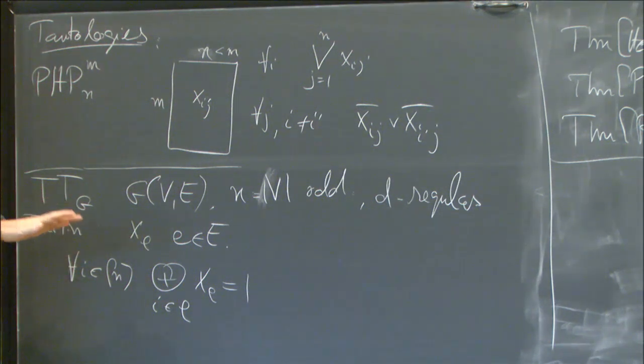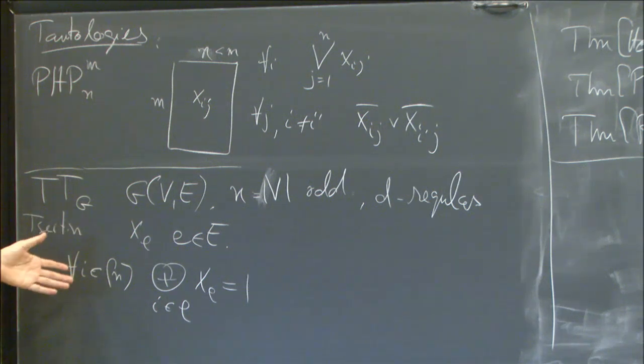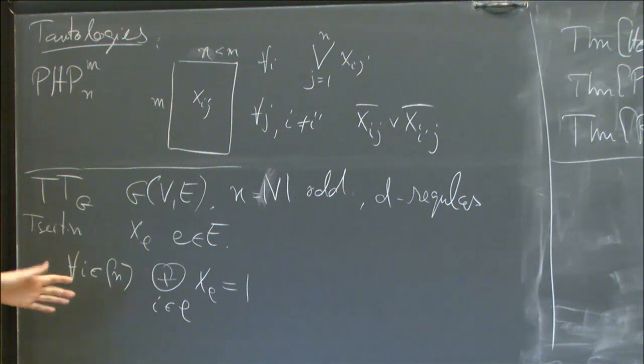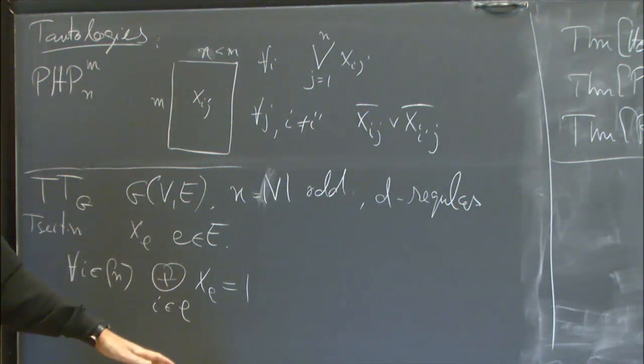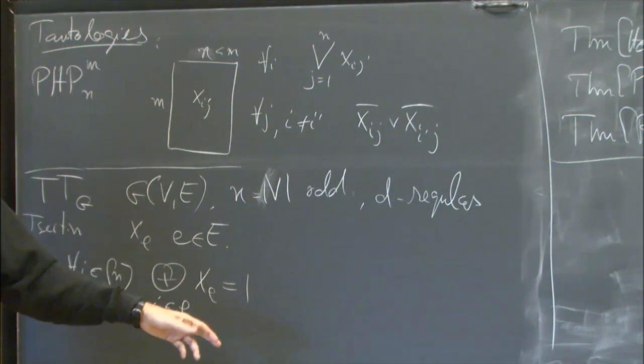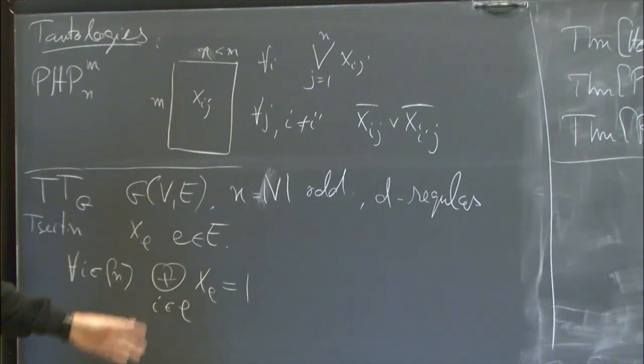So it's basically a system of linear equations. This system of linear equations is unsatisfiable. Why? Why is it not satisfiable? Because it's odd. If you add up all the equations, mod 2, on the right-hand side you get 1. On the left-hand side you get 0 because every edge has 2 endpoints. Right? So it's obviously a contradiction.